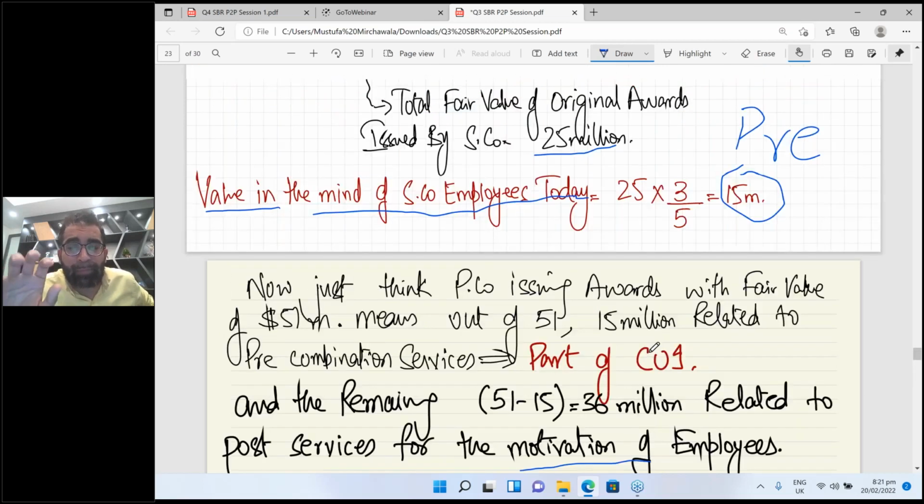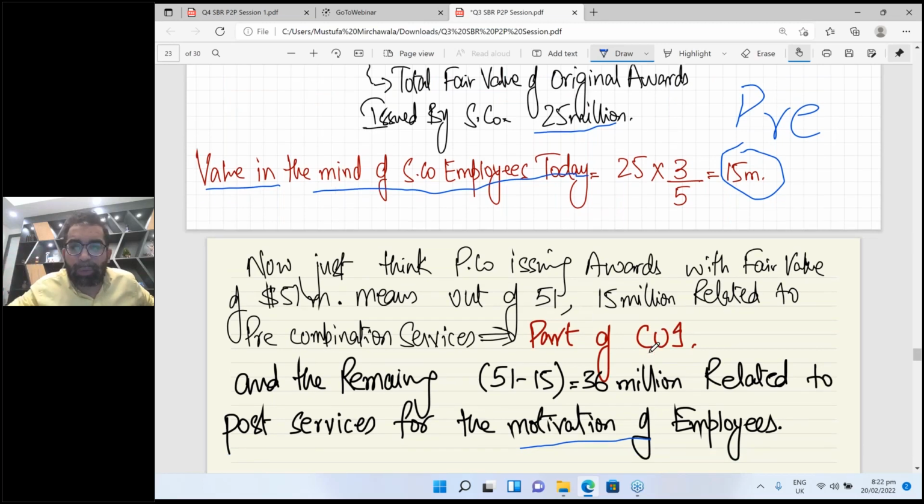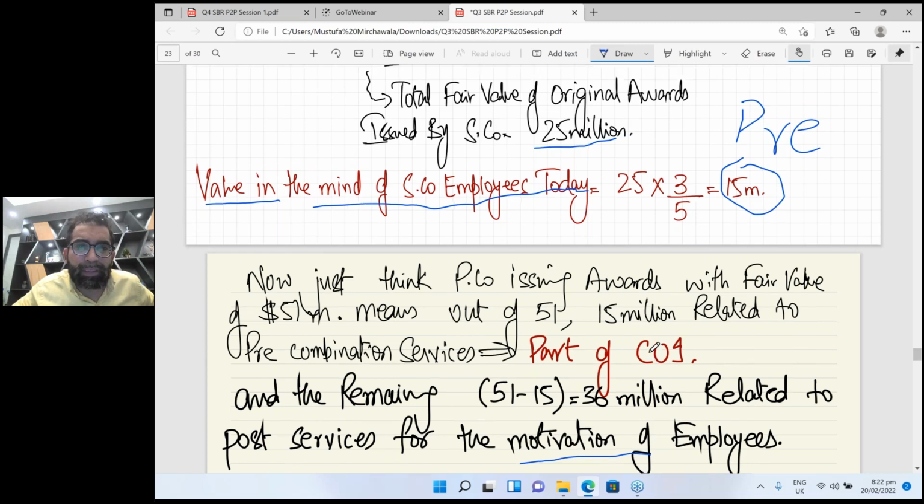Wait, I will show you the typed solution as well. Did you understand this part? If yes, then please tell me.